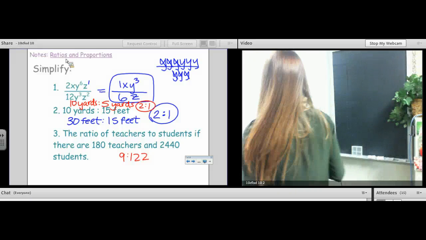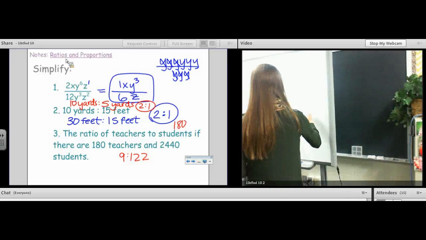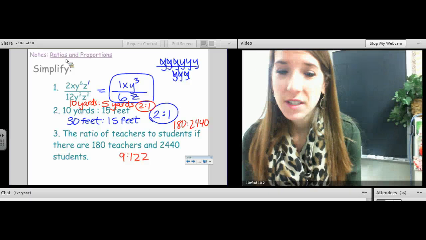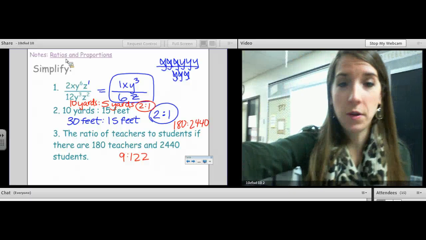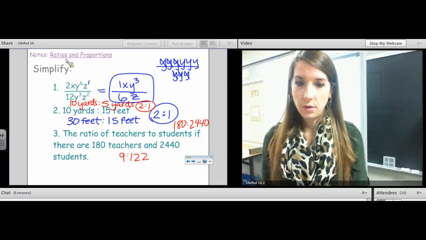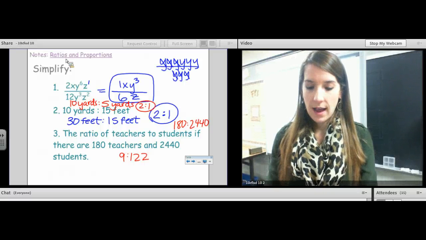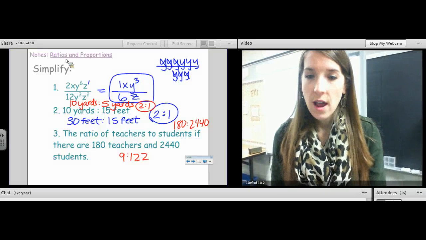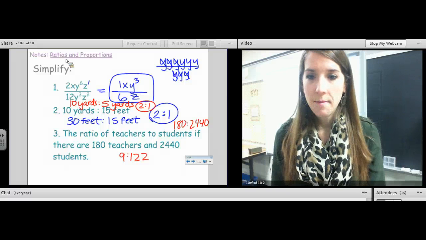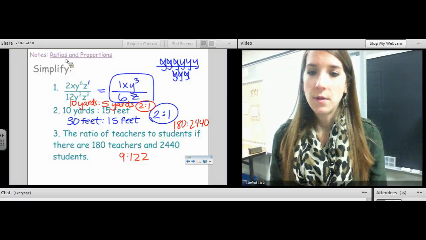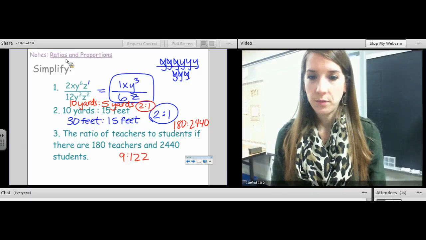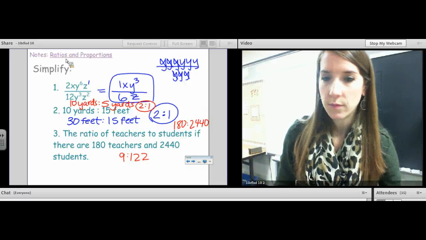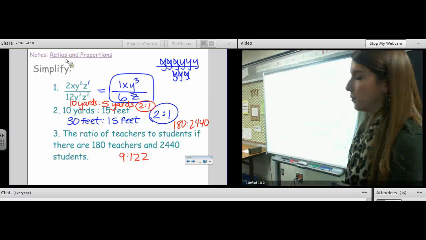Remember, in this class, we get to use calculators. So I'm really not going to go through how to do it by hand because I do expect you to use your calculator. So the way that you would do that is you would put 180 divided by 2,440 in your calculator, and then you would press Math, Enter, Enter. And Math, Enter, Enter will reduce it for you, and you'll get 9 to 122. So Math, Enter, Enter in your calculator when you divide. I'm just simplifying a ratio. Math, Enter, Enter. Best friend.